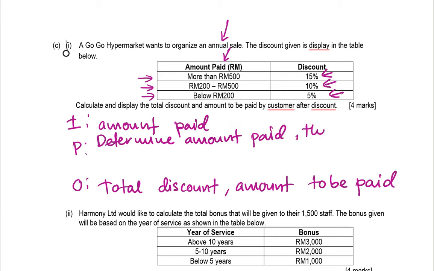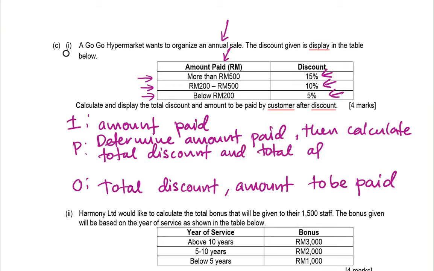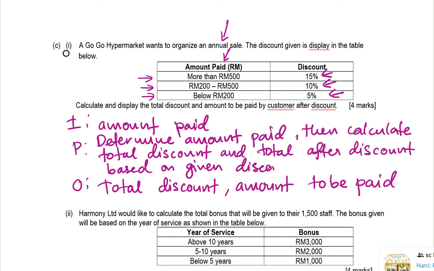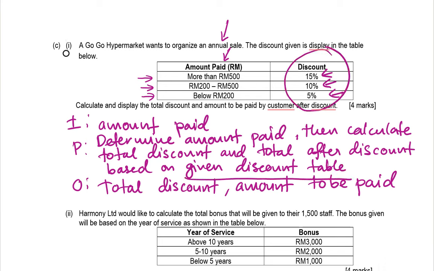Then calculate total discount and total after discount, based on given discount table. Okay, the words here, given discount table, refer to this one, right?